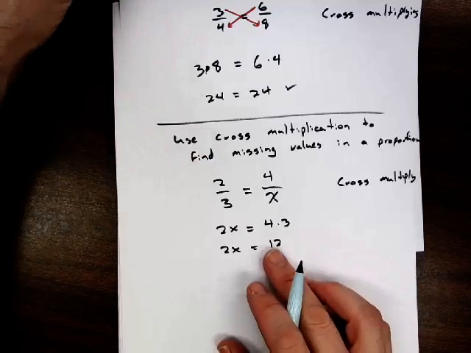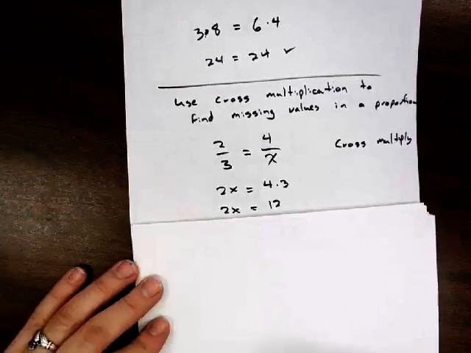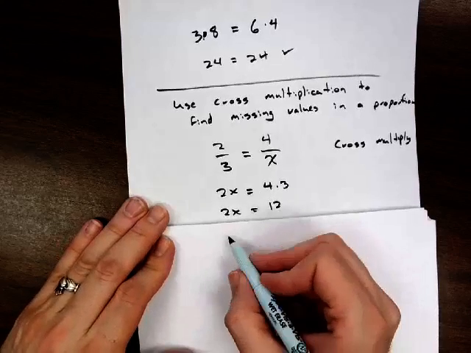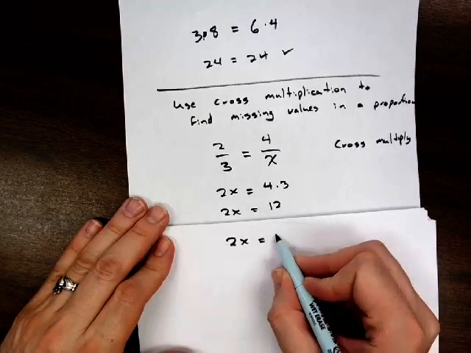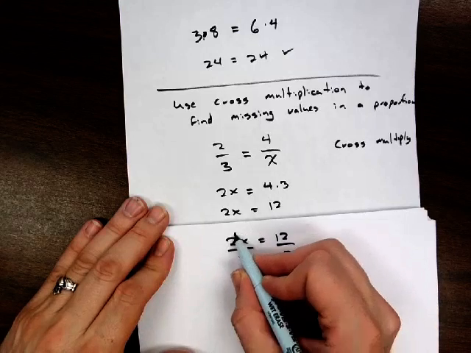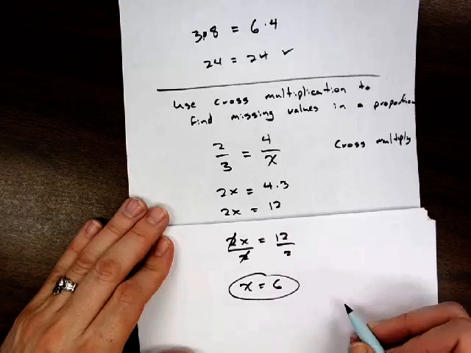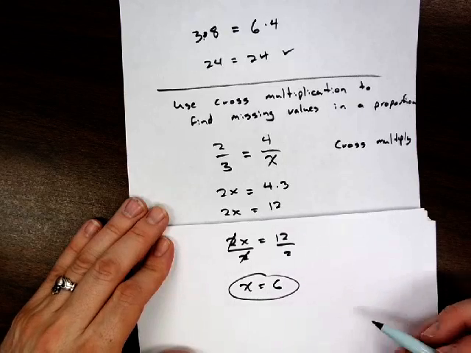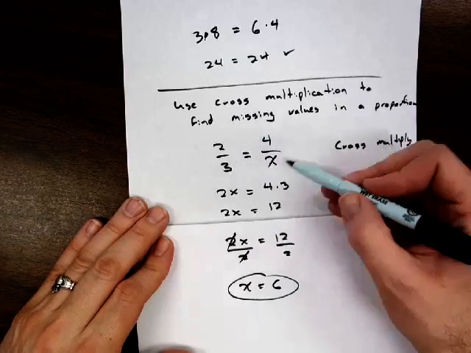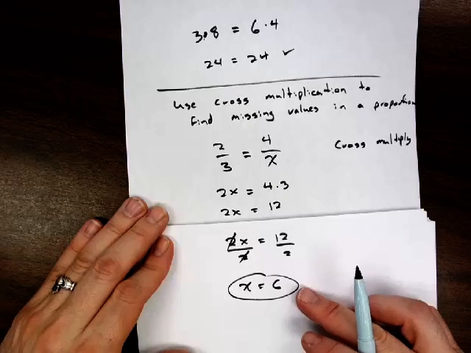And this is something that we can say, well, 2x equal to 12. Let's go ahead and divide both sides by 2, and I'll end up with x is equal to 6. So using this property of proportions, we can find missing values.